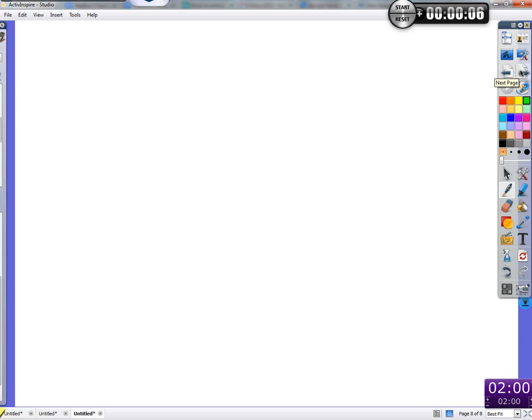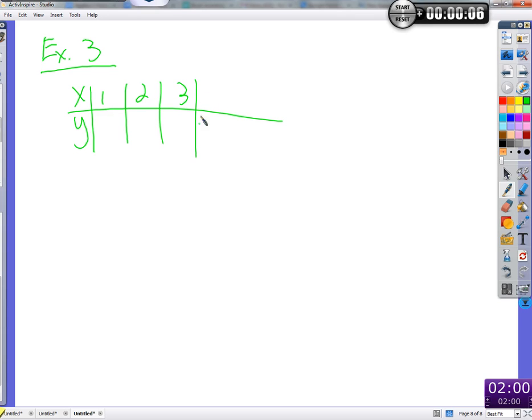Let's look at something. Well, we'll just go with this. This is example 3. It's a table. It's just like any other table, it's just turned sideways. That's the big one. 1, 2, 3, 4, 5. 2, 3, 4, 5, 6.